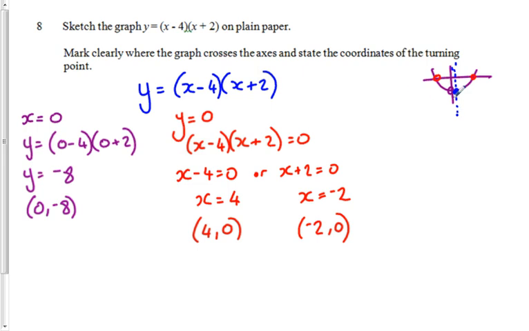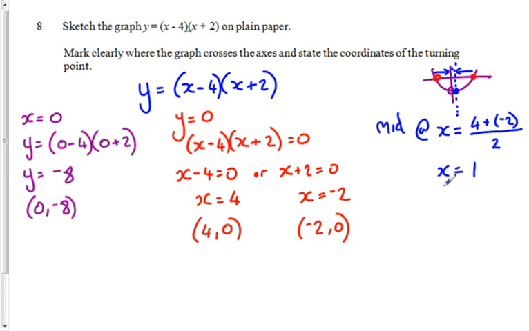That means that our turning point happens on the line of symmetry, and the line of symmetry is going to be exactly halfway between the 2 x-coordinates we've just worked out. So we need to find our midpoint first, and our midpoint happens when x is equal to the sum of these 2 x-coordinates divided by 2. So I can take my 4 and add it to negative 2 and divide the whole thing by 2. So we get that x is equal to 4 plus negative 2 is 2, divided by 2 is 1. So now we know our line of symmetry is the line x equals 1.